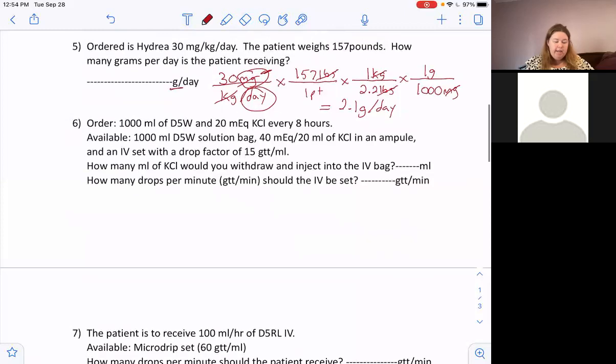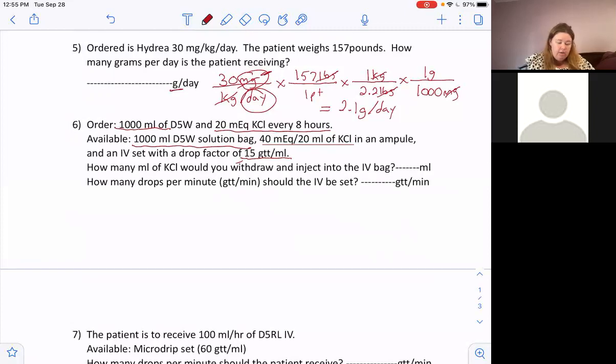This one's a little complicated. So our order is 1,000 milliliters and 20 milliequivalents potassium chloride every 8 hours. Available is 1,000 milliliters solution bag and 40 milliequivalents in 20 milliliters of potassium chloride. The IV is set with a drop factor of 15 drops per milliliter. How many milliliters of potassium chloride would you withdraw and inject into the IV bag?